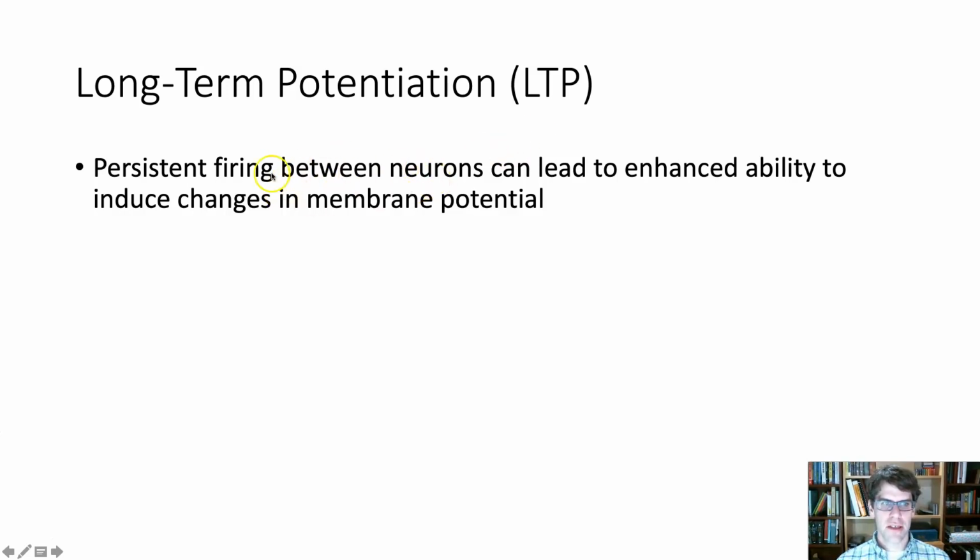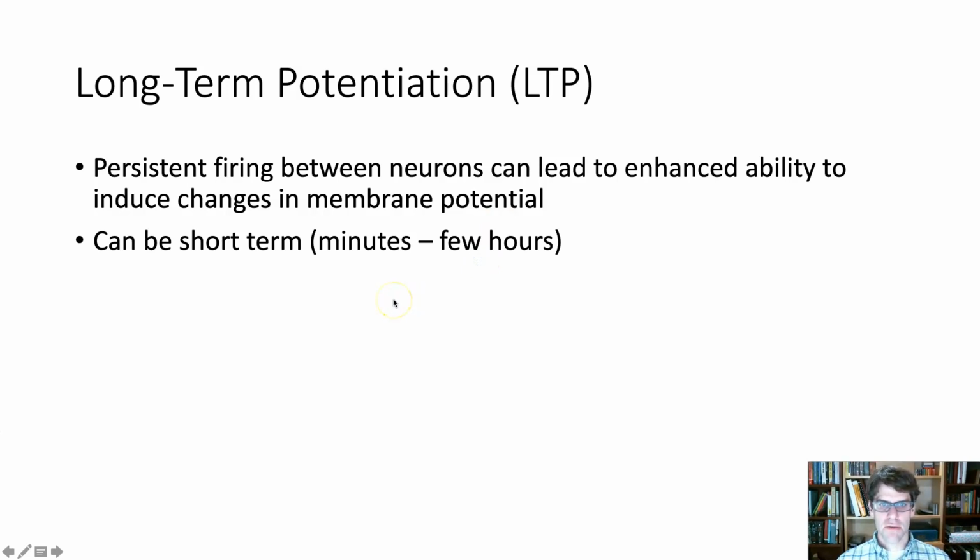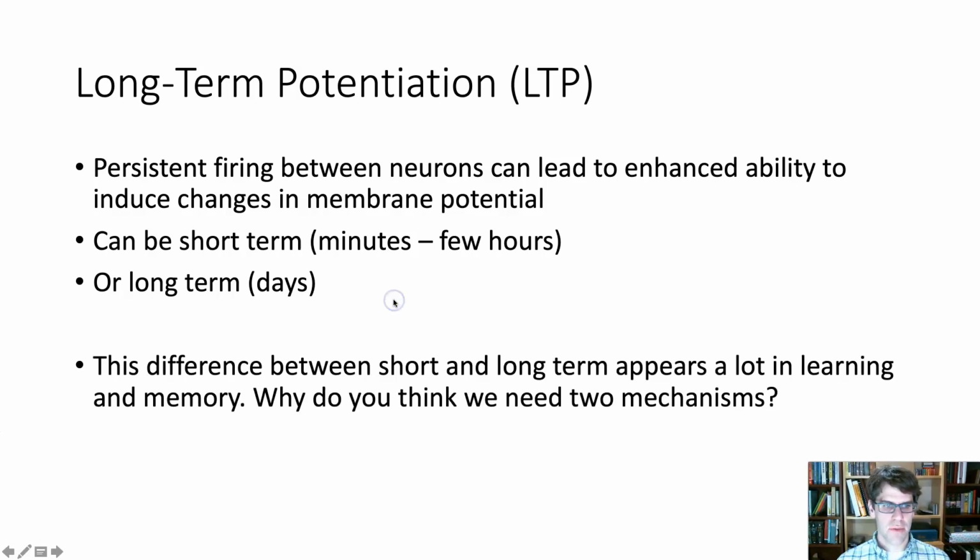So the basic idea here is that persistent firing between neurons can lead to enhanced ability to induce changes in memory potential. Basically what this means is that if one neuron is very actively firing and the next neuron is responding to that, that leads to a stronger synapse where you can get even more response to the first neuron. This can be short, a few minutes to hours, or it can be long-term, days. So that satisfies what we need there as well.